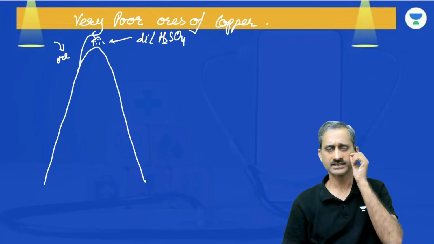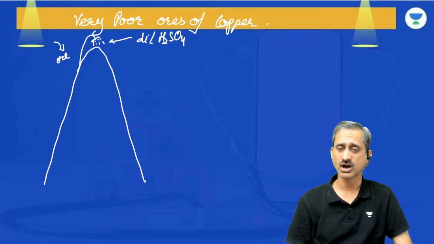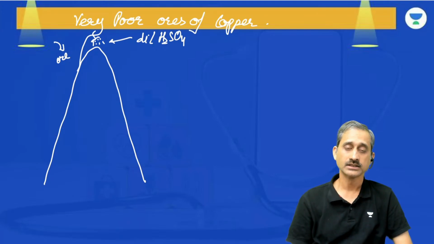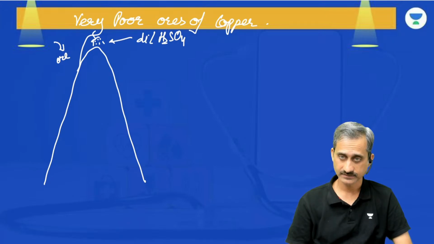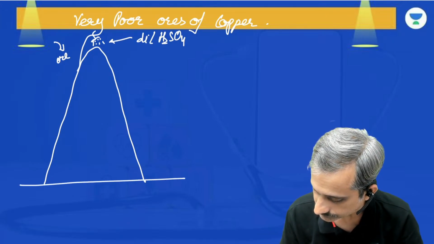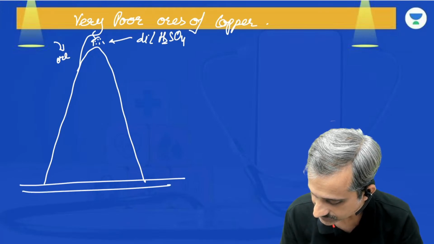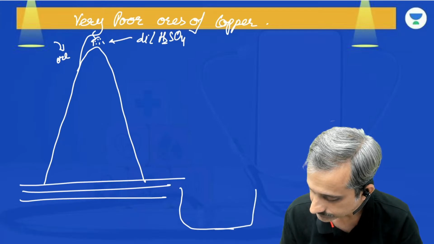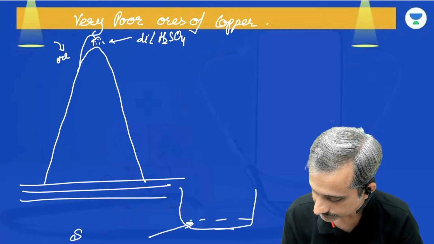Most often, the copper in the ore exists as copper carbonate, maybe copper sulfide, copper sulfate. Now, dilute sulfuric acid is able to convert those into sulfates. They move down, and there are channels here. These channels go into a container. Now, this container contains scrap iron.